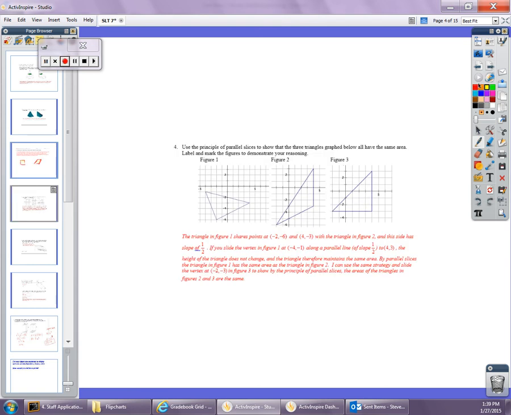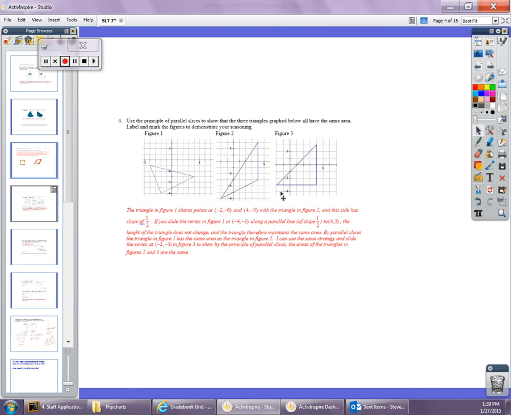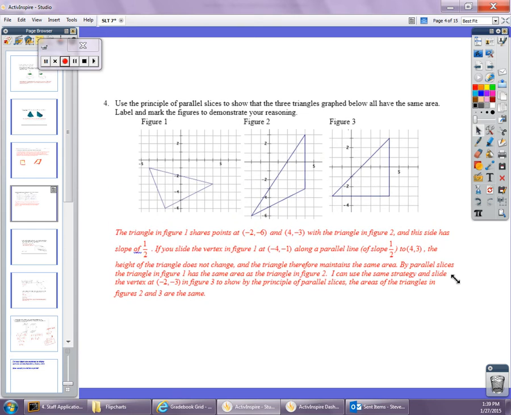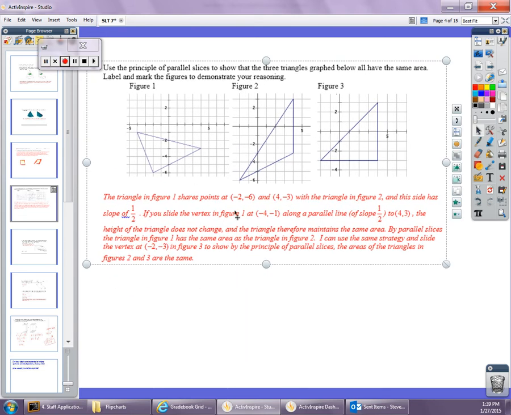Here's number four. You'll pause it and read, but this is basically talking about if you swing these triangles around, they're essentially the same triangle. The height's going to be the same in all of them, and the base is going to be the same in all of them, so they'll basically have the same area. I've said the word basically a ton of times, but hopefully you get the point.